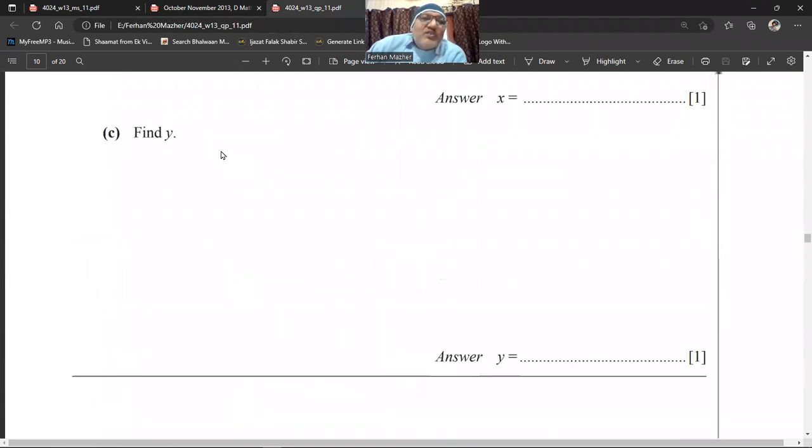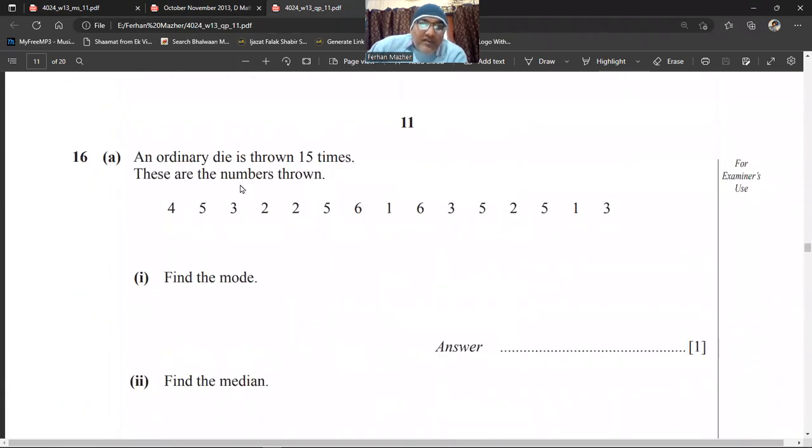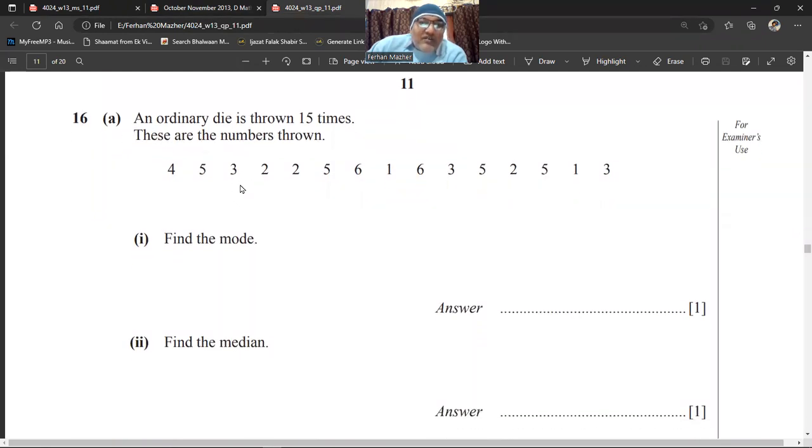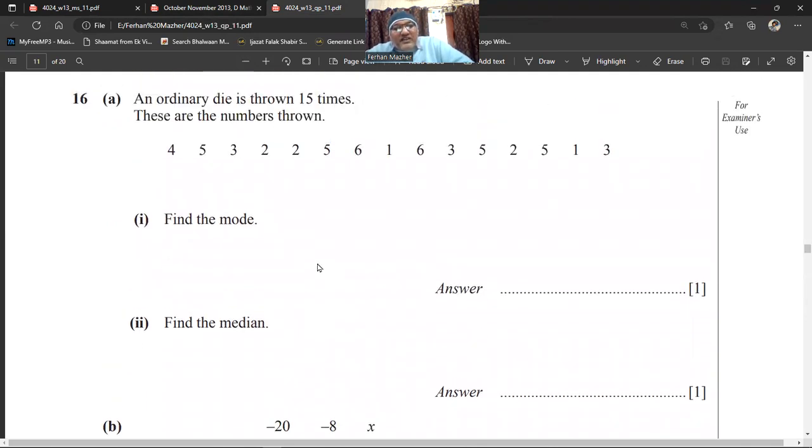So that was question number 15. Okay, now we are on question number 16. An ordinary dice is thrown 15 times. These are the numbers thrown. Find the mode and the median. So first of all, that's the A part.